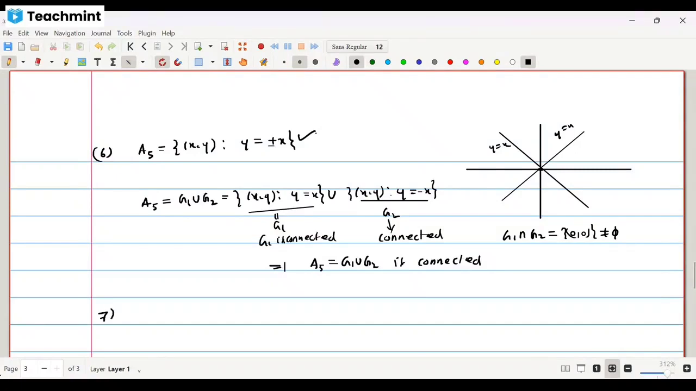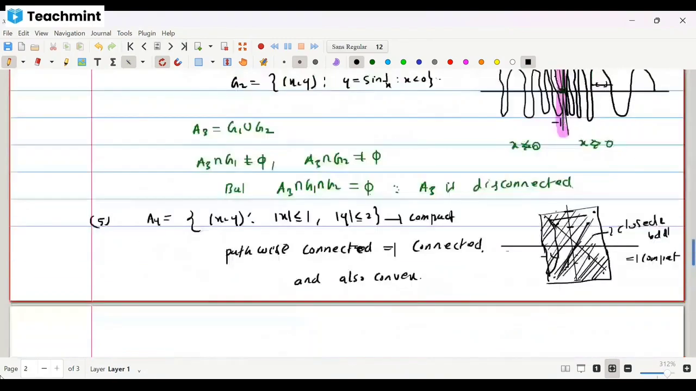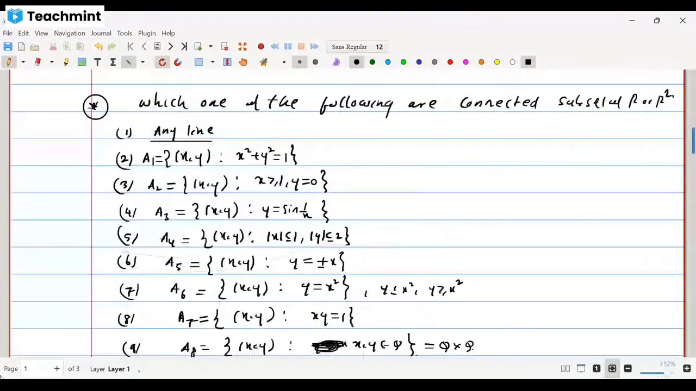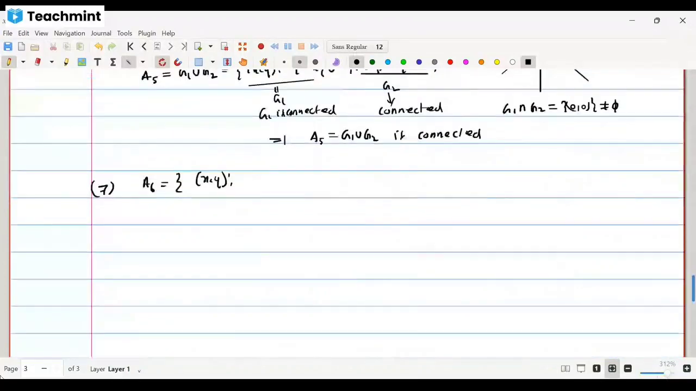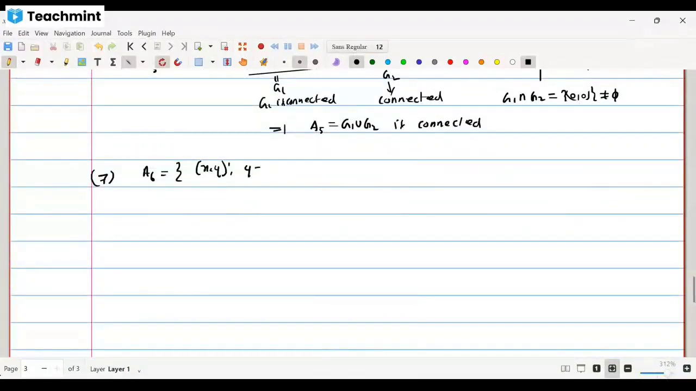Seventh one, A6, which is equal to the set of x comma y such that y is equal to x square. Y is equal to x square. Tell me directly, sir, you can say it easily. Is it connected?